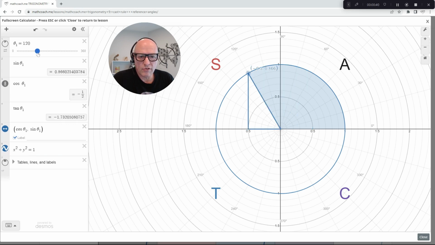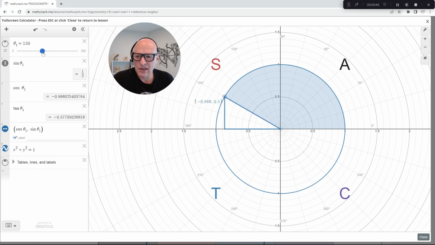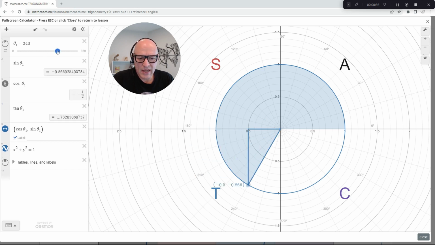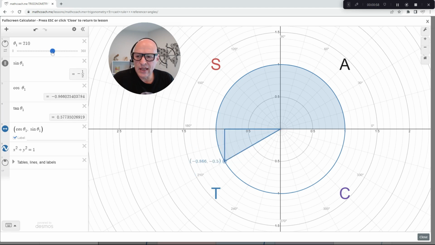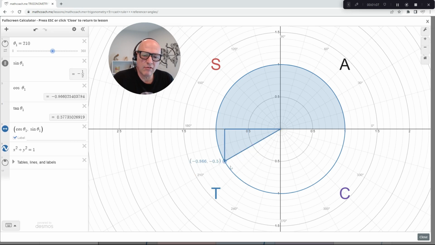If I go on to quadrant 2, where the cast rule indicates that the sine ratio is positive, I see that the sine ratio is positive, and for the other two ratios, cosine and tangent, they are negative values. Going on to quadrant 3, applying the cast rule, I can see that the tangent ratio is positive for all angles in quadrant 3 and negative for the sine and cosine ratio.